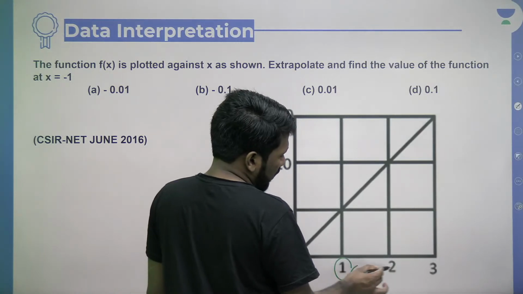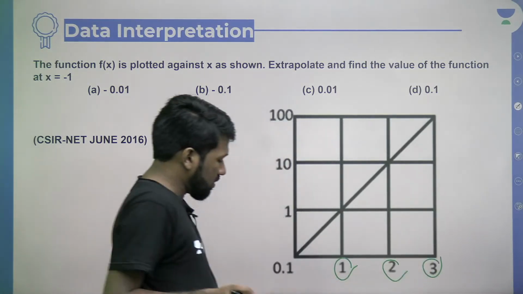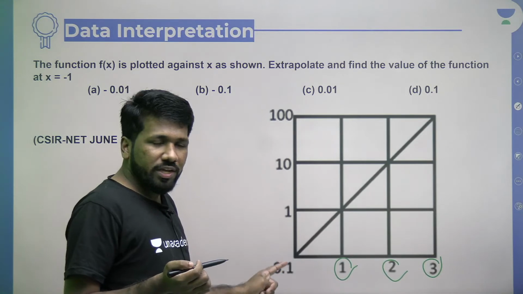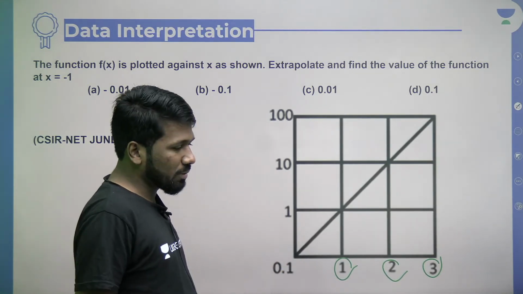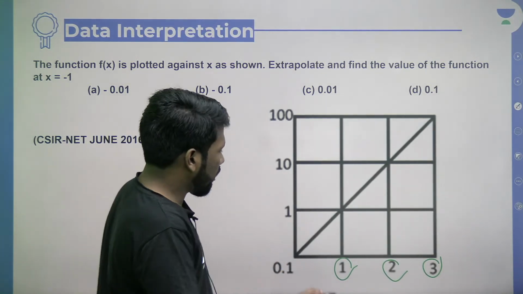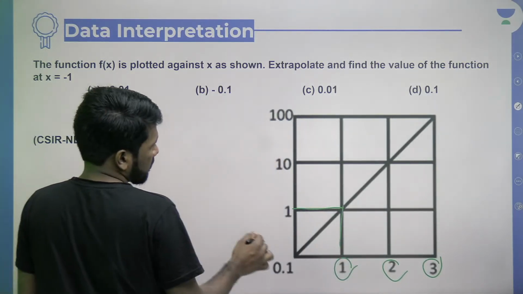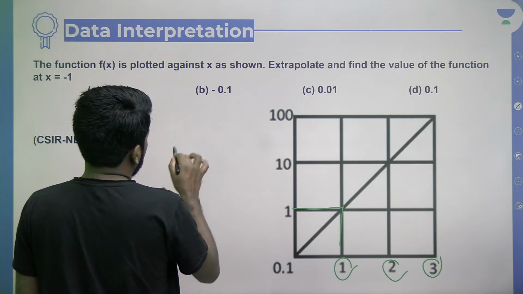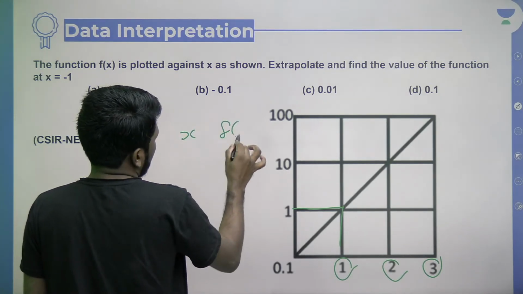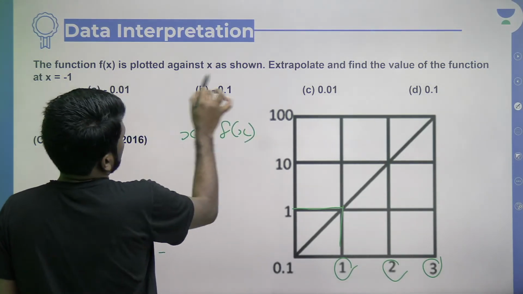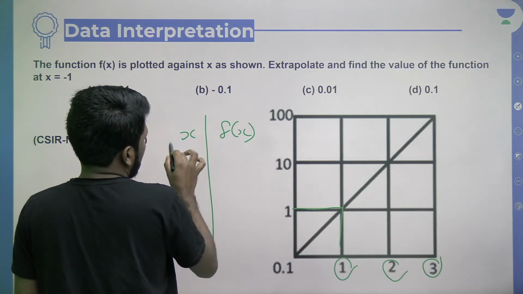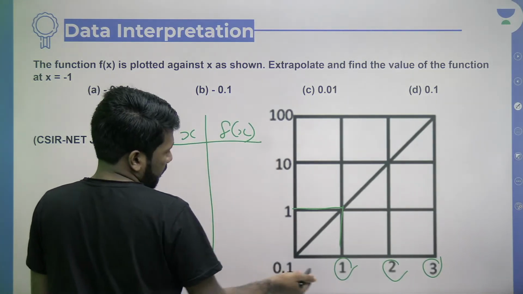On the x-axis, 1, 2, 3 can be visible. This point 1 is actually part of the y-axis. Don't get confused. I'll explain why it is so. So 1 है तो y-axis में 1 है. That means x-axis, y-axis में f of x. F of x is plotted against x means on the x-axis it is x and on the y-axis it is f of x.